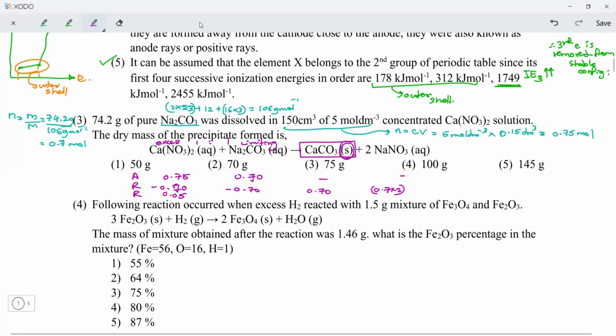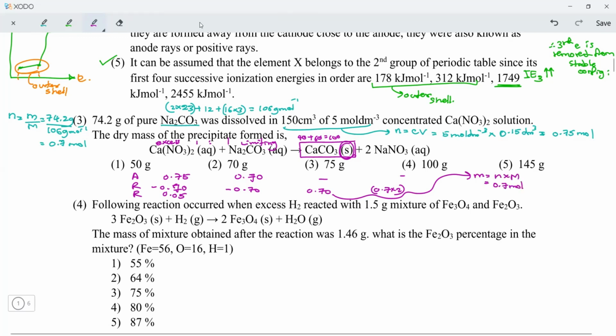So then now we know the moles. Okay, so let's find out the mass. Calcium carbonate molar mass, again you can find: calcium is 40, carbon is 12, and oxygen is 48. If you add them, then you will be having 100 grams per mole. So to find mass, what we are doing is moles into molar mass.